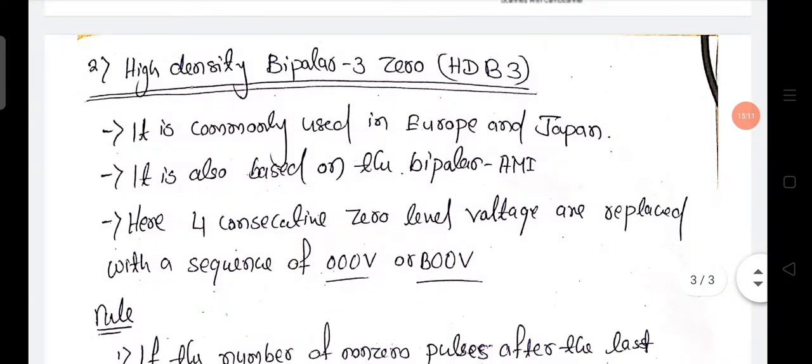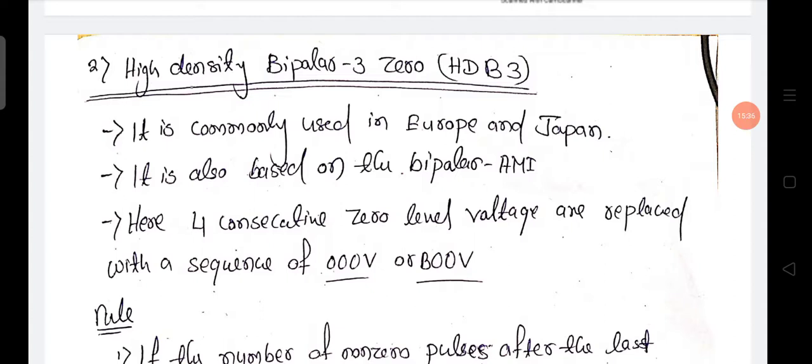Now let's see what the high density bipolar 3-zeros (HDB3) technique is. It is commonly used in Europe and Japan, while the previous method is commonly used in America. This method is also based on the bipolar AMI scheme.